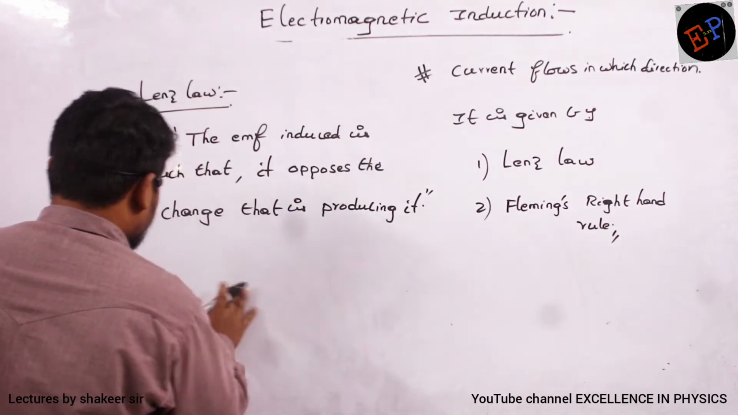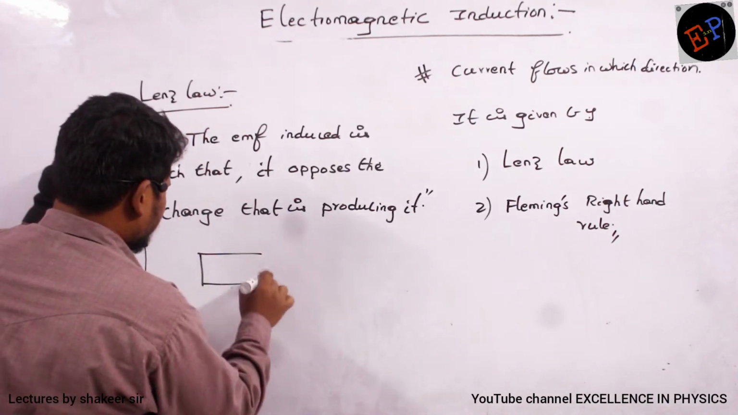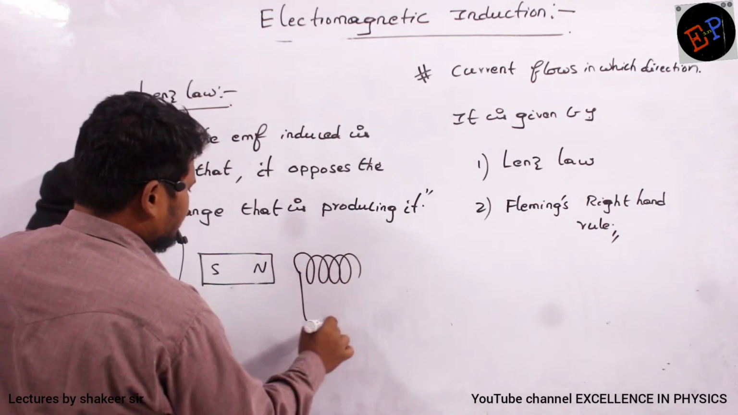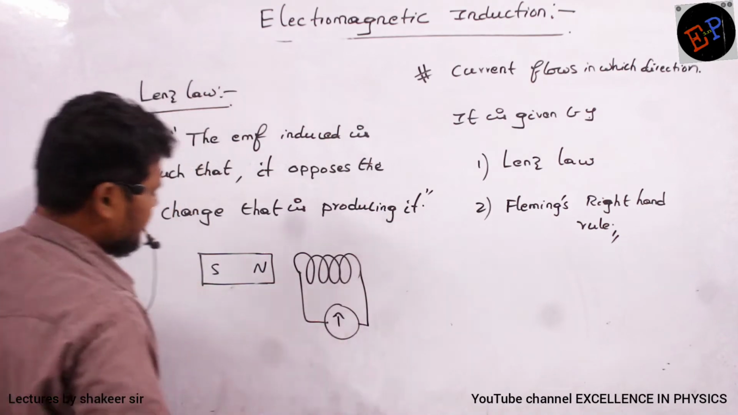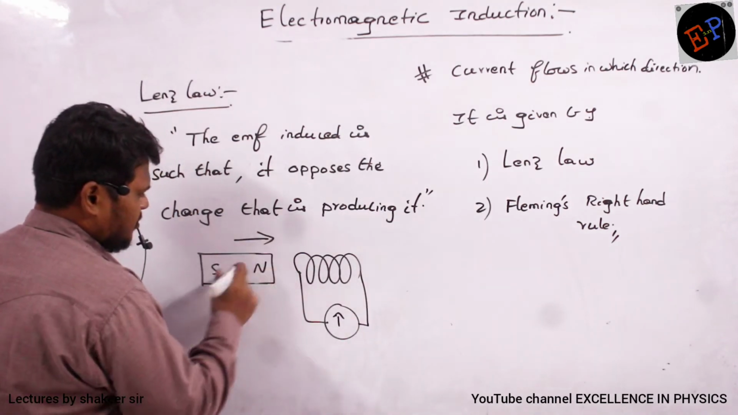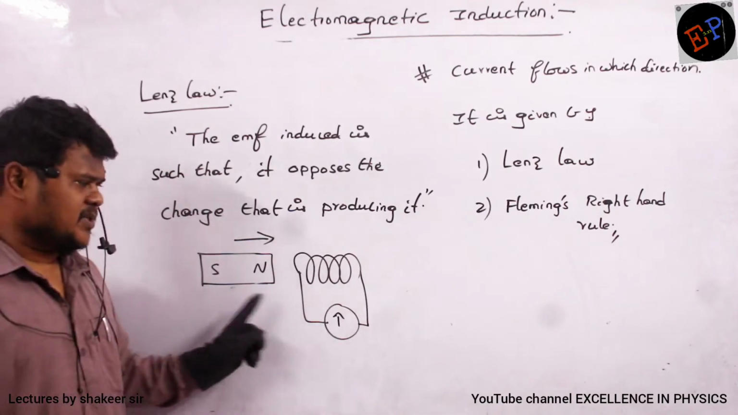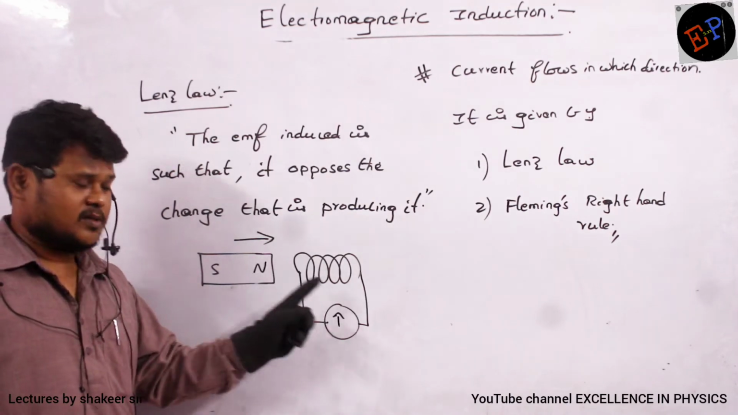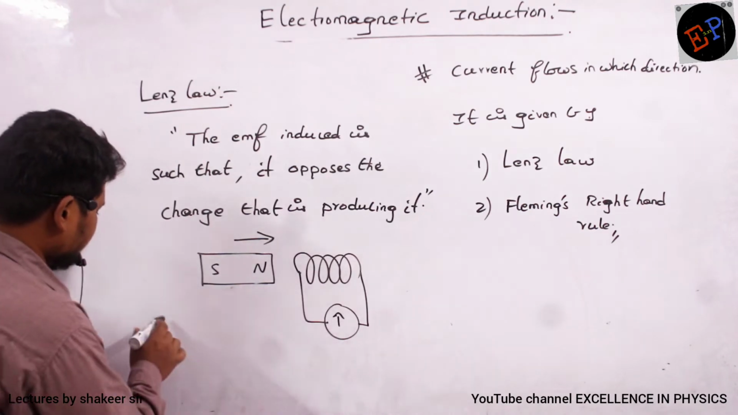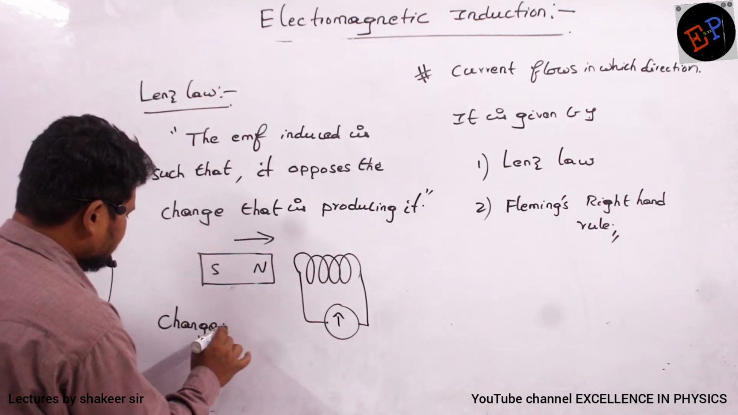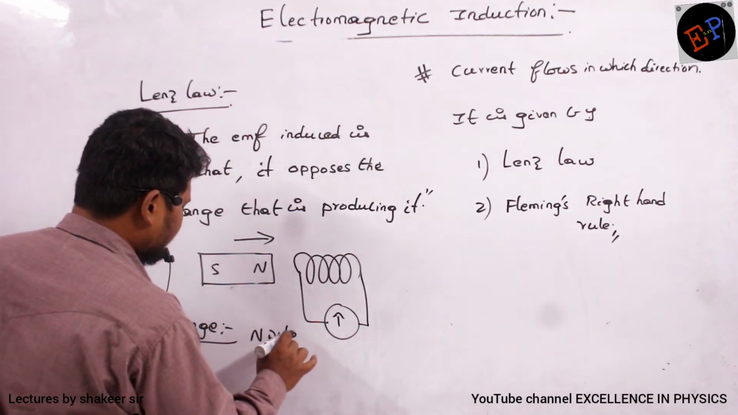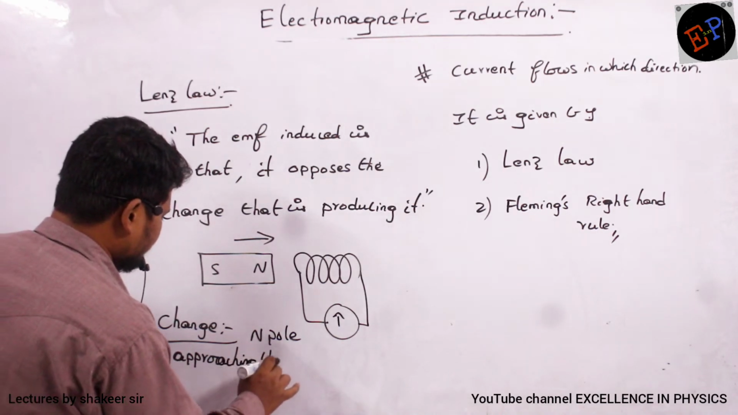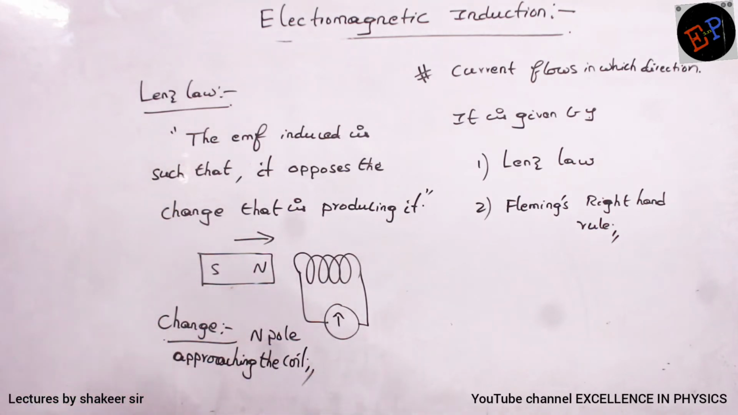Let us try to understand by taking an example. So here, north pole, south pole, this is the coil. And this is the galvanometer. Now, north pole is approaching the coil. If both of them are in rest position, no problem. But if north pole approaches this coil, now what is the change which is happening here? Change is north pole approaching the coil. This is the change. Are you able to understand?